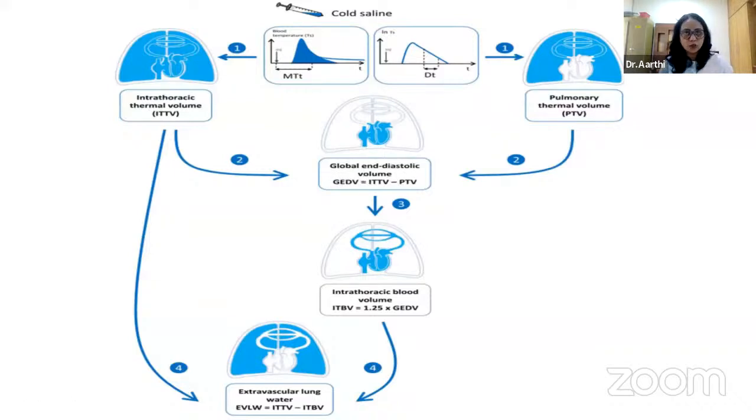So global end diastolic volume is the volume of blood remaining in the heart at the end of diastole, which predicts the preload. From there, one can calculate the intrathoracic blood volume. Once the intrathoracic blood volume is identified, extravascular lung volume can be derived from the above parameters. This extravascular lung volume is the volume present in the lung in the pulmonary interstitium or alveoli, which predicts whether the individual will be more prone to pulmonary edema.